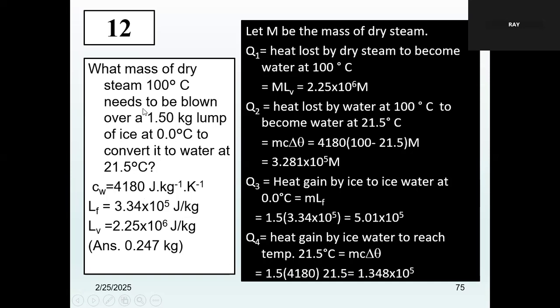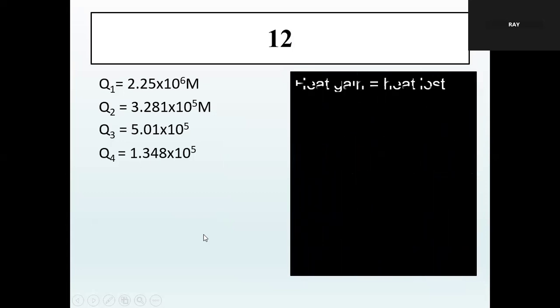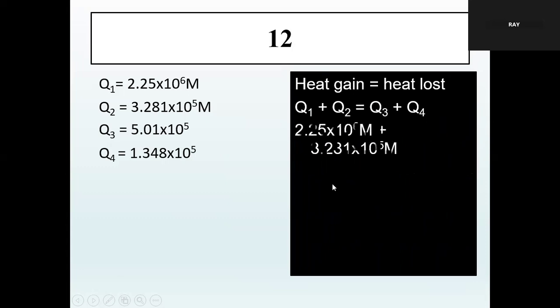So m is 1.5. Specific heat capacity is given, and then the rise in temperature is 21.5. Calculate out. That's why we have to calculate. Heat gain equals heat loss. Heat loss by steam, heat gain by ice.